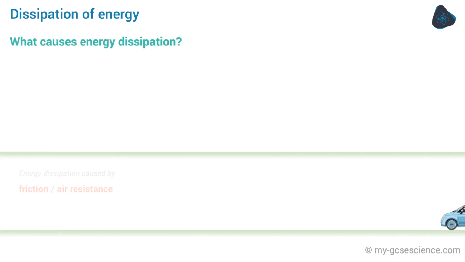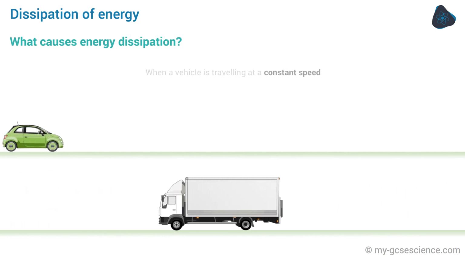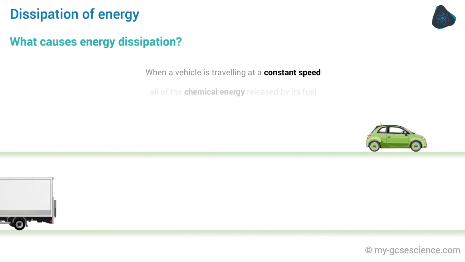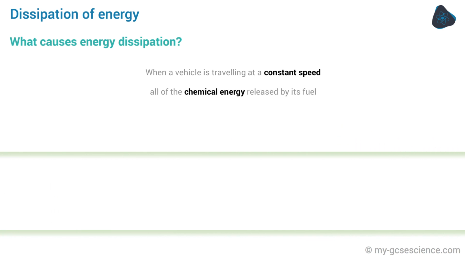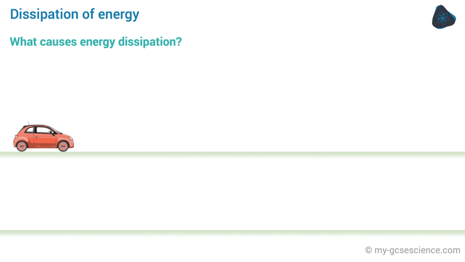The combined effects of friction and air resistance act to limit the maximum speed of a vehicle. In fact, when a vehicle is travelling at a constant speed, all of the chemical energy released by its fuel, or battery if it's a really fancy set of wheels, is transferred to its surroundings in the form of thermal energy. We know this because if the speed of the vehicle isn't increasing, then its kinetic energy store isn't increasing either, so all of the energy being supplied to it must be getting dissipated in less useful forms. Energy dissipation isn't always a bad thing though. It's what allows us to decrease the kinetic energy of a car to bring us safely to rest.